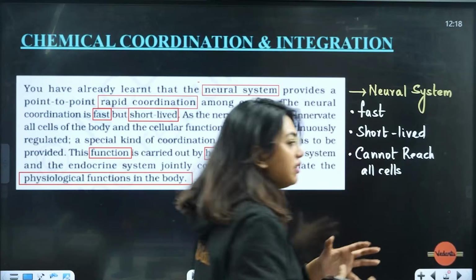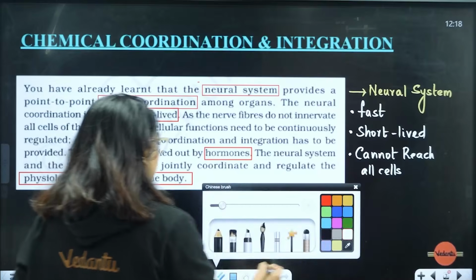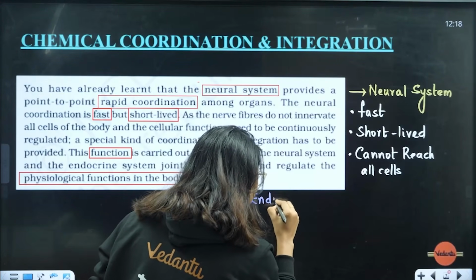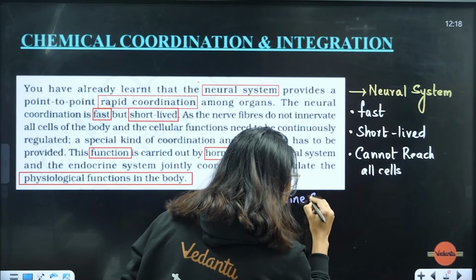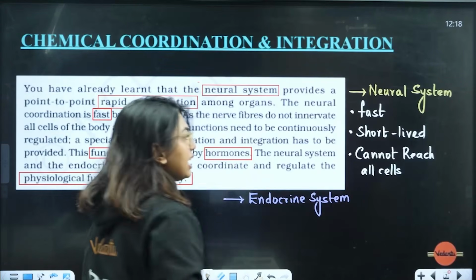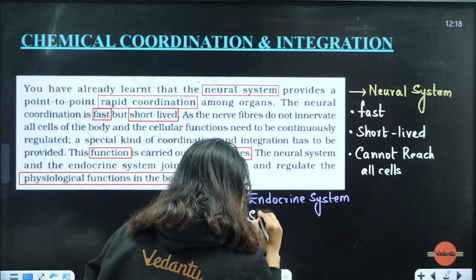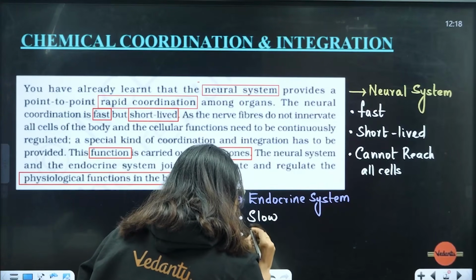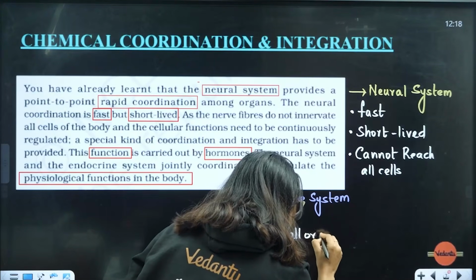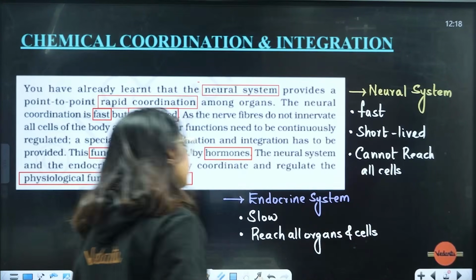So for that we will need another person who is slow, who is long lived. Okay, so the second person who is going to help us is going to be our endocrine system. Okay, endocrine system. Endocrine system, what does it do, students? It is going to be slow because it has to travel through the blood, reach the target organ, but it can reach all organs and cells. Okay, it has the capabilities to reach everything.